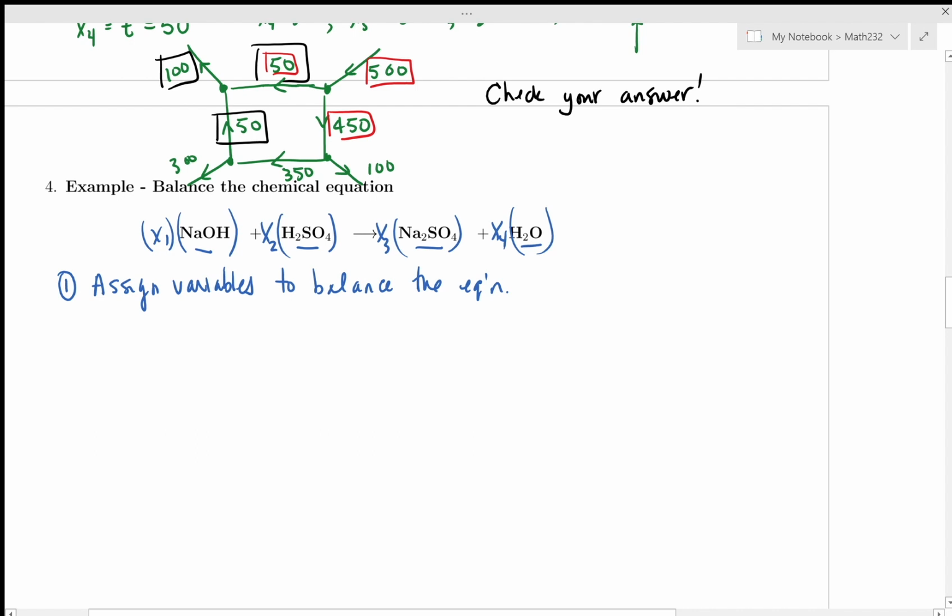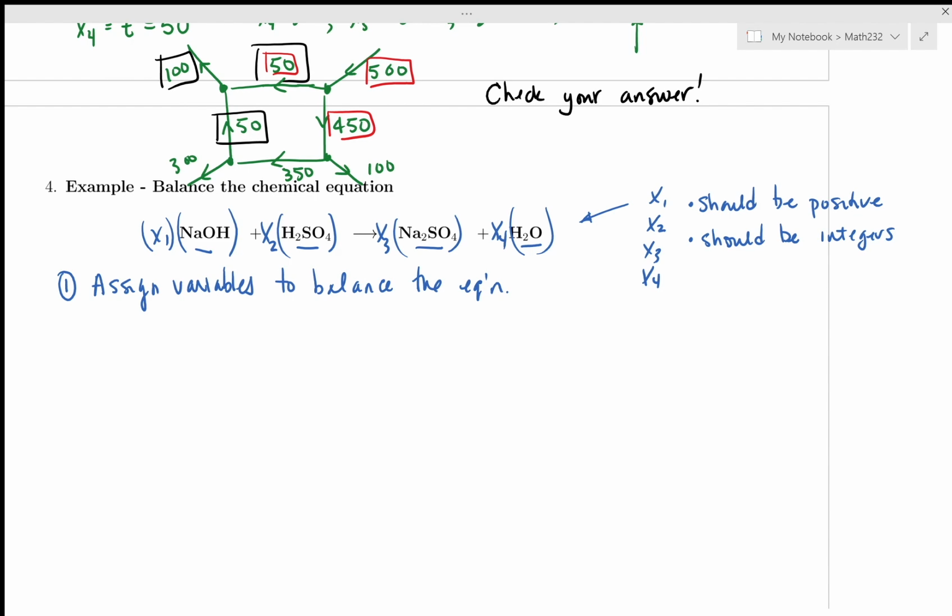Okay, so the idea is just to identify what it is that we need to know, how much of each one of these things will be such that this thing will balance. We're going to make a note, though, that in this physical situation, X1, X2, X3, and X4 should be positive. We're not going to have negative numbers of some molecules. Also, they should be integers. It doesn't make sense to have one half of a hydrogen atom. So because of the type of problem we're solving, we have additional constraints on our variables that we're going to have to make sure at the end that we've taken care of.